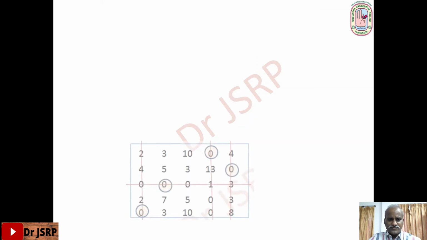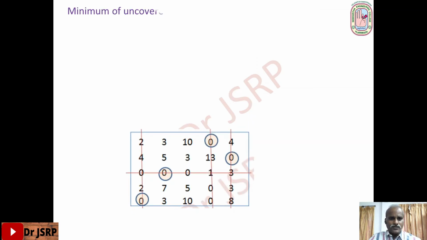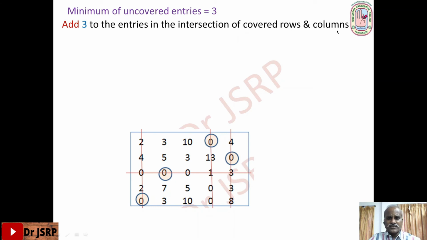We have to continue the same process. Identify the minimum of uncovered entries. What is the minimum of uncovered entries? 3. 3 is the minimum of uncovered entry. Add 3 to the entries in the intersection of covered rows and columns. Subtract 3 from uncovered entries.